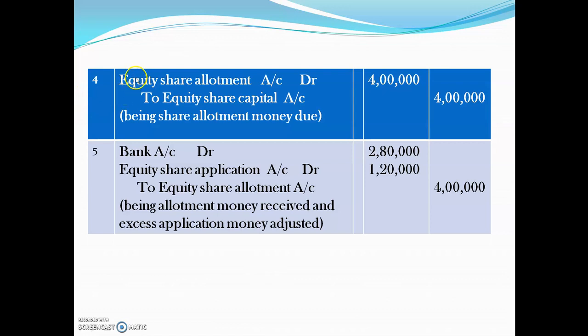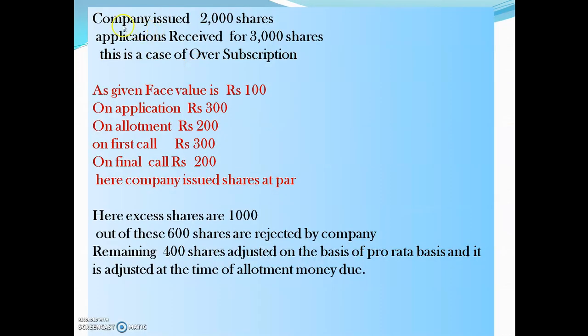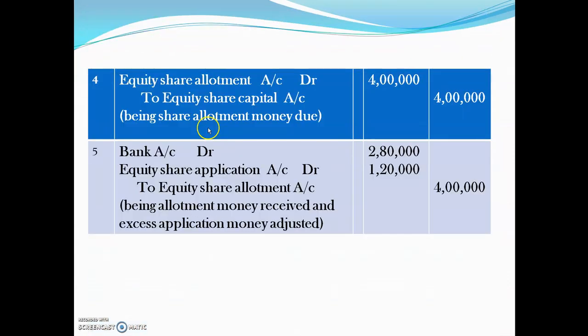See the next, that is the allotment due entry, equity share allotment account debit to equity share capital account, being share allotment money due. See here the amount, that is number of shares issued 2,000 and on allotment it is 200. Okay, so the total amount is 4 lakh, and the same in the credit column, that is 4 lakh.